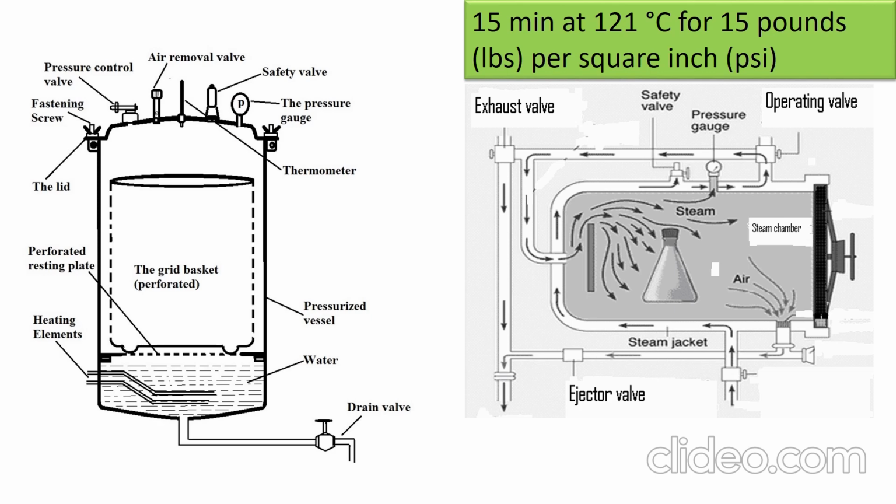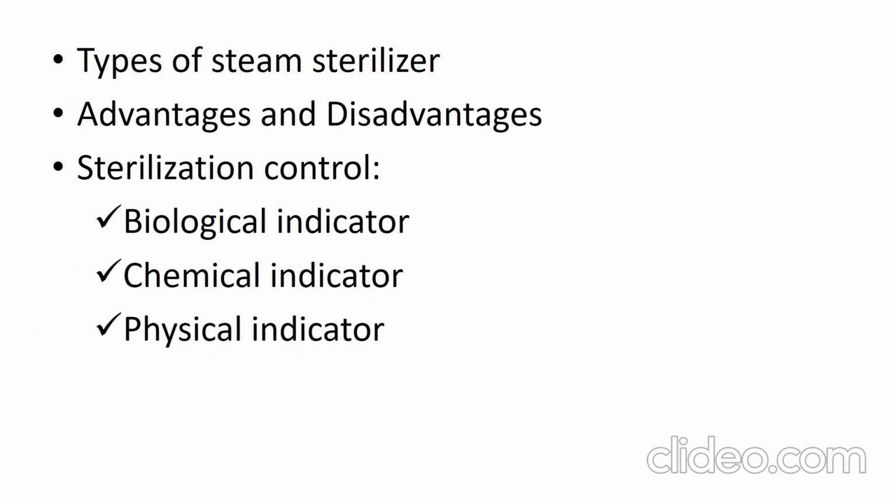There are two types, based on the cylinder. One is the horizontal type, usually used in the CSSD, the Central Sterile Supply Department, which I have told you before, and the vertical type, which is mainly used in laboratories. What are the advantages and disadvantages of the steam sterilizer? The advantages: it is of lower cost than the ETO, ethylene oxide sterilizer, and the plasma sterilizer. It is fast compared to the ETO sterilizer.